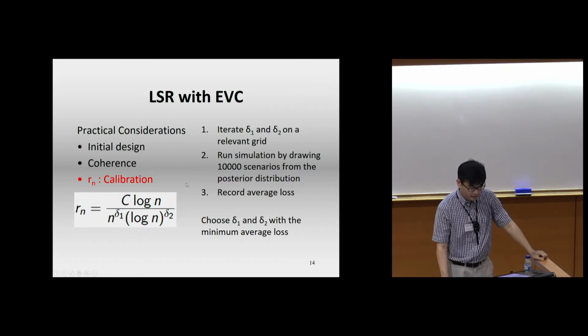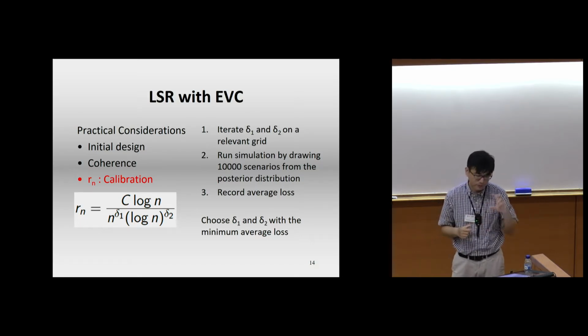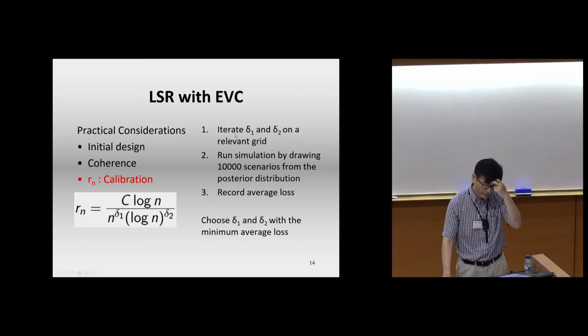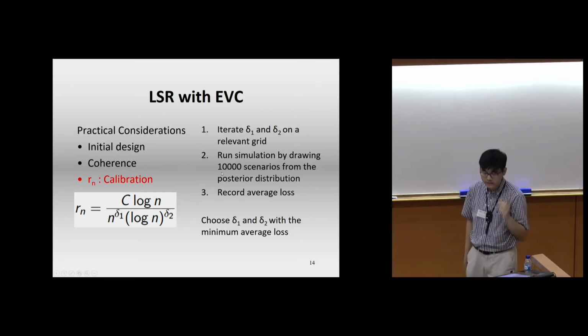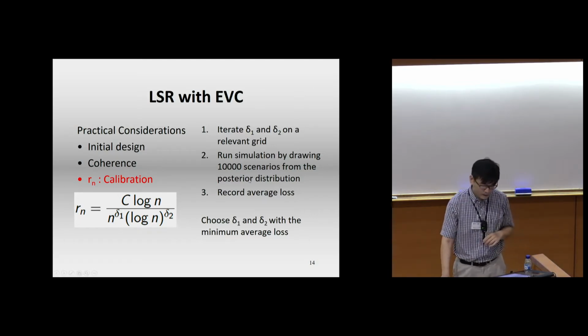So the way to do it is by what I call design calibration steps. It's very straightforward. We just iterate the 2 parameters, delta 1 and delta 2, the 2 design parameters. And then for each pair of delta, we define a least square recursion with eigenvalue constraint. And so for each design, we just run simulations under 10,000 scenarios. And the scenarios are generated from the possible distribution of the data that I showed you at the beginning. And step 3 is to pick the pair of delta that corresponds to the minimum average loss.